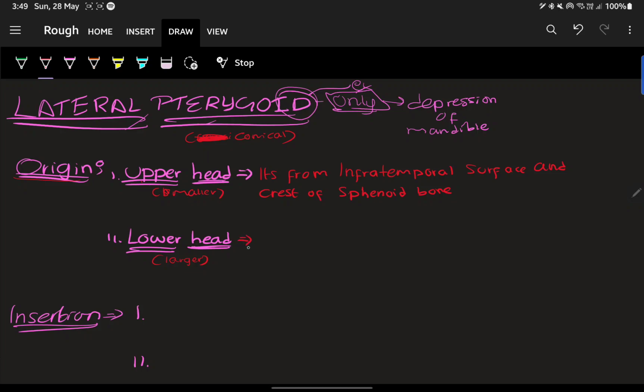Now coming to the lower head. The lower head is the larger head and it's from the lateral surface of lateral pterygoid plate. Okay, and the origin is medial to insertion. So it's from the lateral head, lateral surface of lateral pterygoid plate.